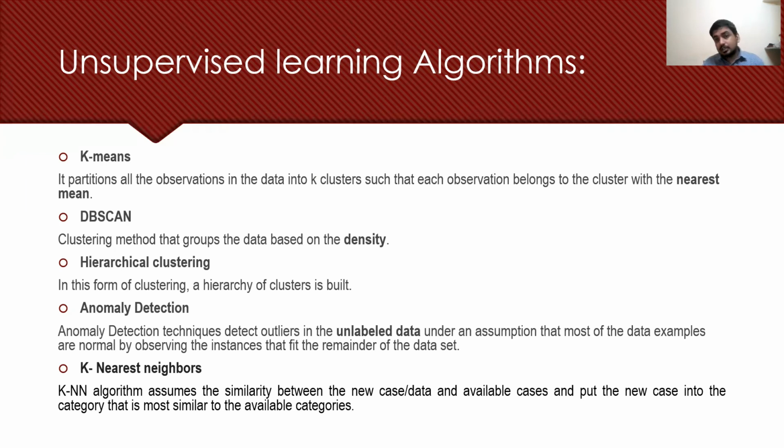And there is another algorithm known as KNN. KNN is not like K-means or DBSCAN. It does not cluster the data as such, but it assumes similarity. It assumes similarity between the new data and the available data, and puts the new data in some cluster of the available data. It's like assigning a cluster ID to a new member of the data.